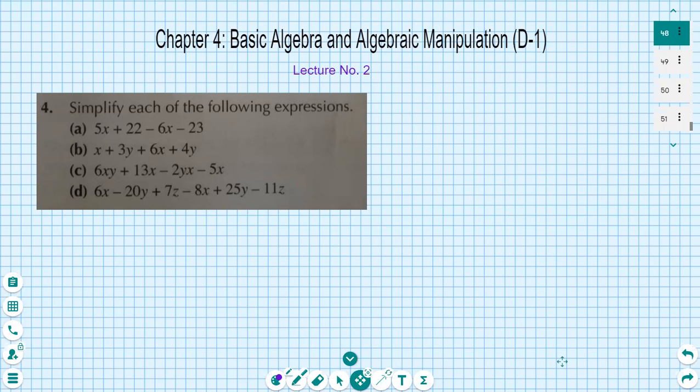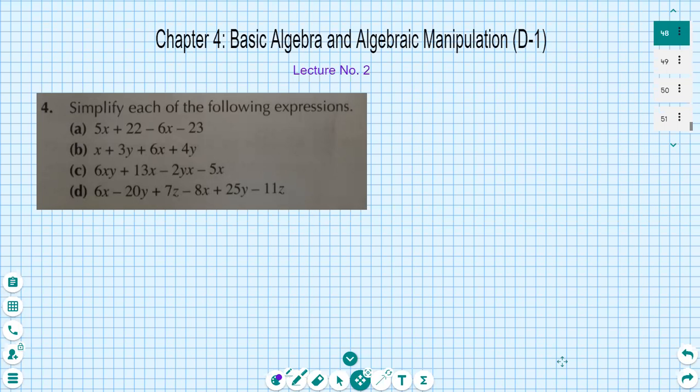This is lecture number 2 of chapter number 4, Basic Algebra and Algebraic Manipulation of your D-1 book. So we were doing exercise 4A, and we have done question number 1, 2, and 3 in the previous lecture. So in this lecture, we will start our discussion from question number 4.